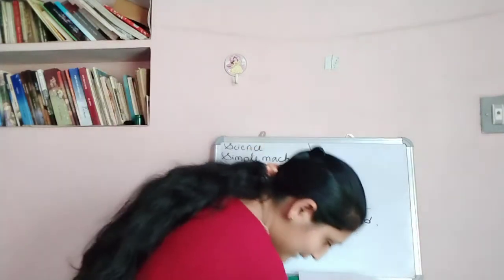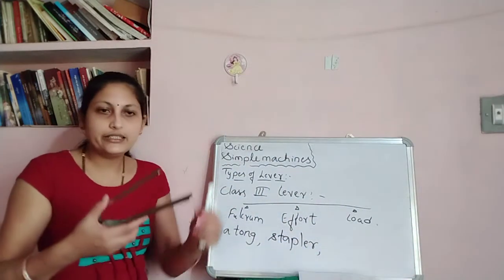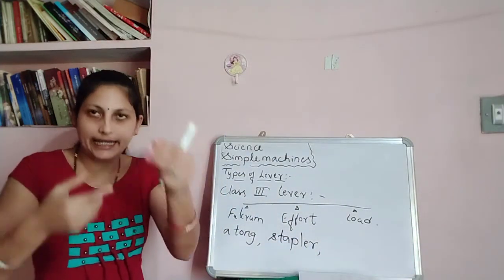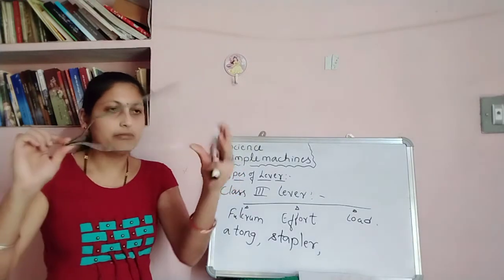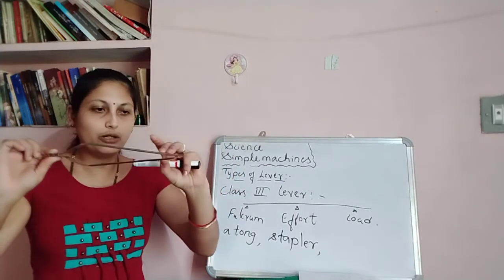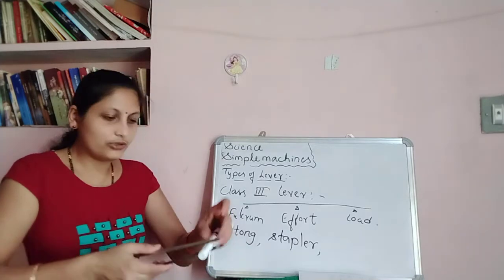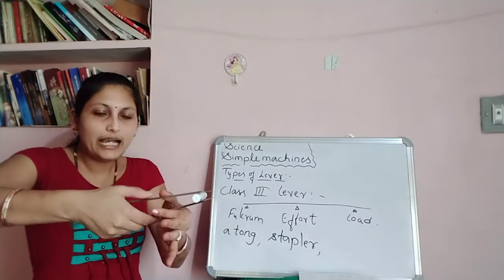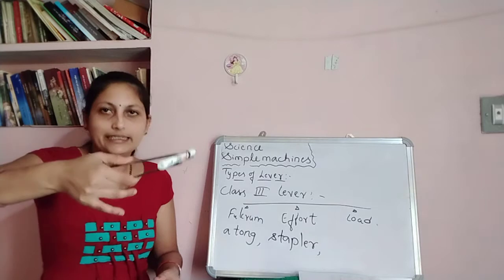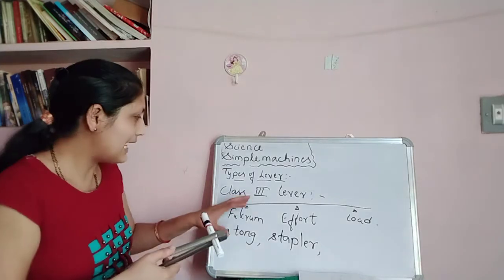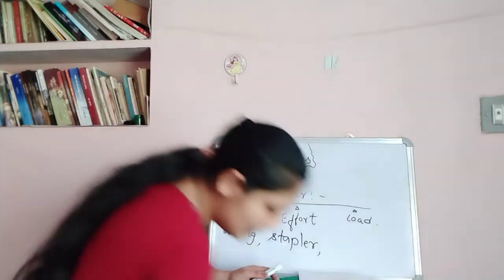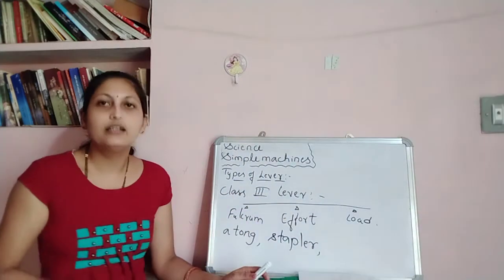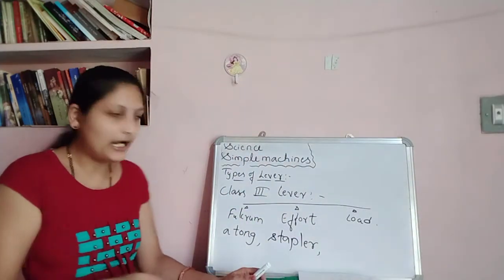So in this case, you can see that we'll place the load at the end, fulcrum is at another end. This end is the fulcrum, this end is the load. We are applying force at the center. So this is class 3 lever. So clear? These are the three types of levers or kinds of lever: class 1, class 2 and class 3.